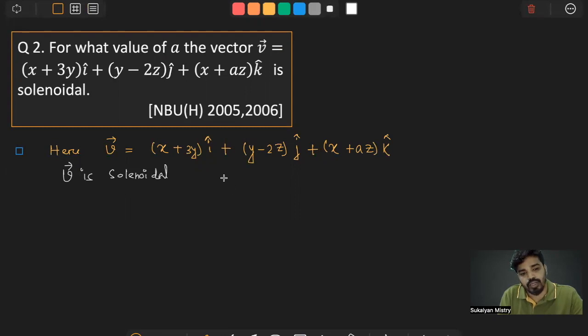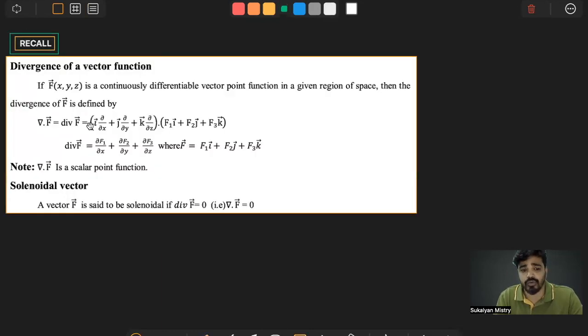Okay. So what does it mean? V is solenoidal. That means divergence of V is equal to 0. Okay. Now, what is divergence? Just recall the definition of divergence.